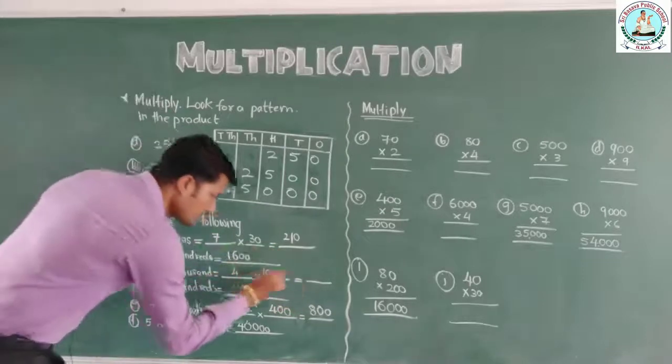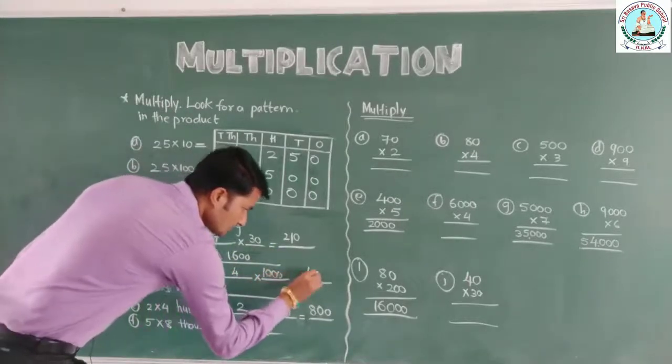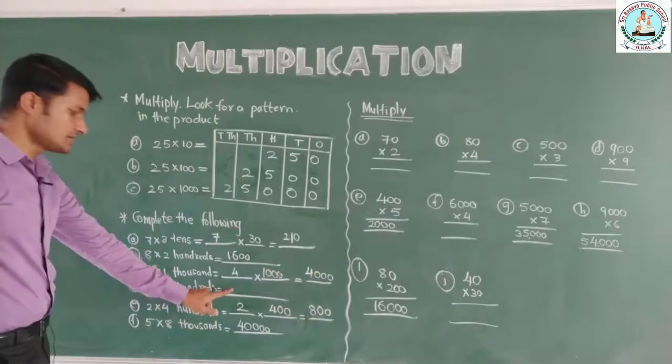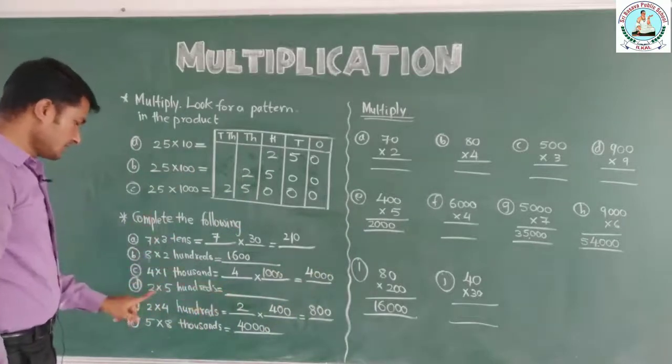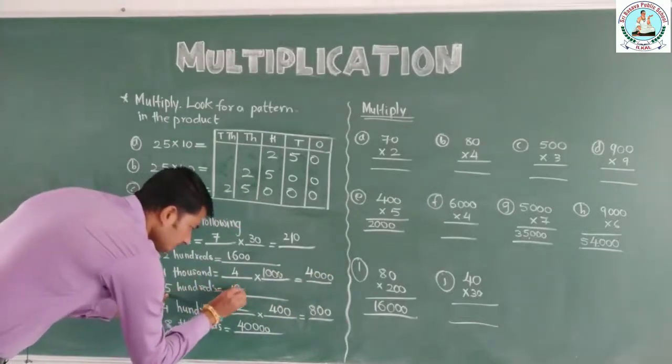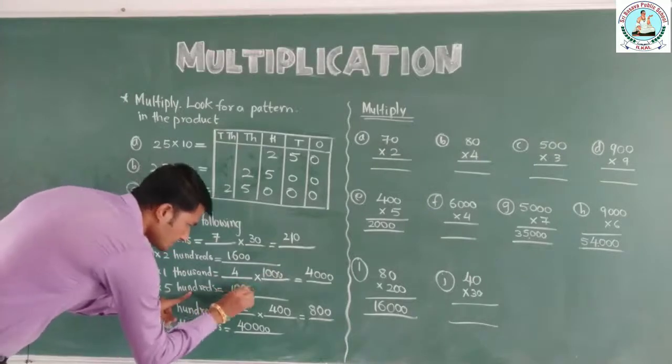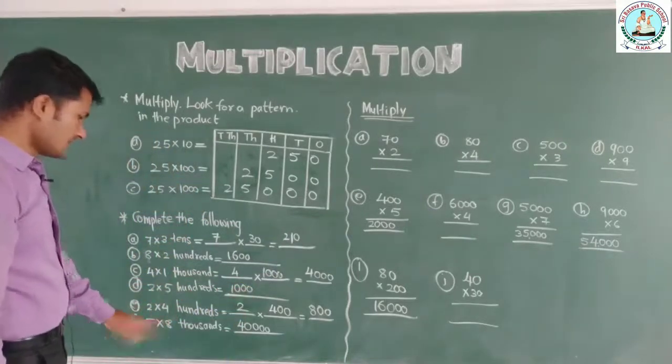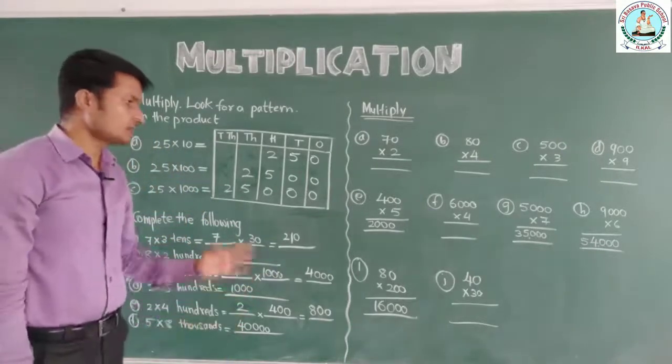So 4 times 1 is 4 and 3 zeros. 1, 2, 3. So here we need to multiply. So directly 2 times 5 will be 10 and hundreds mean how many zeros? 2 zeros. That's it. This remaining problem is solved. So we can make note of those.